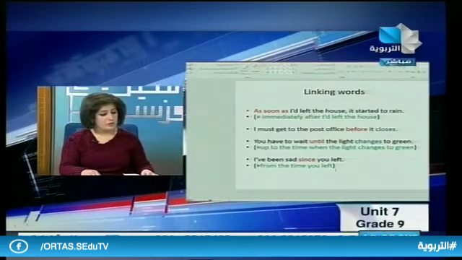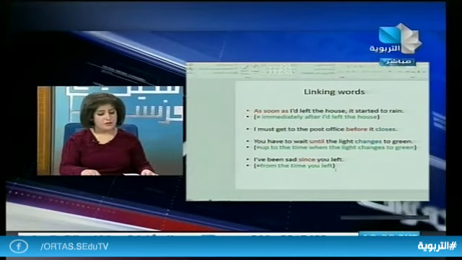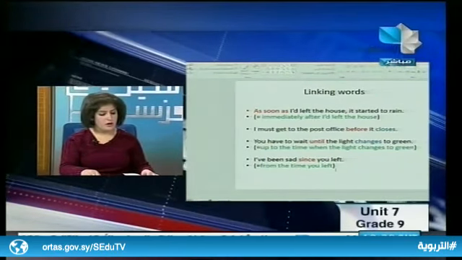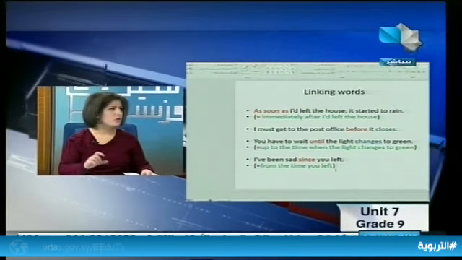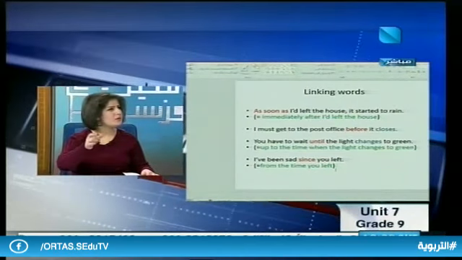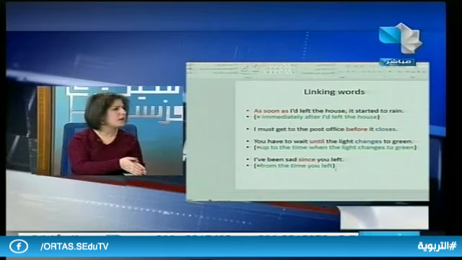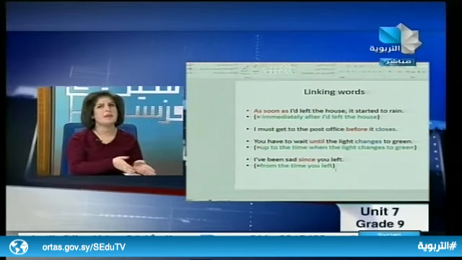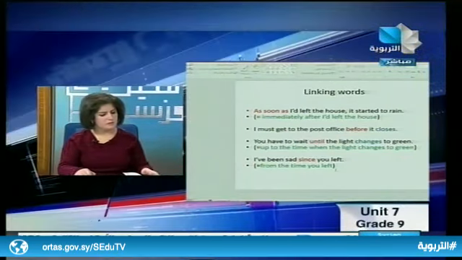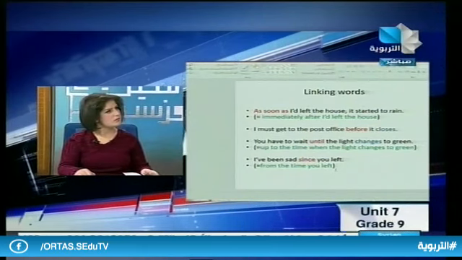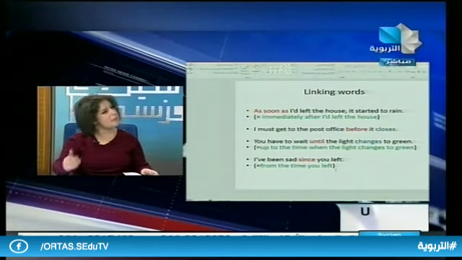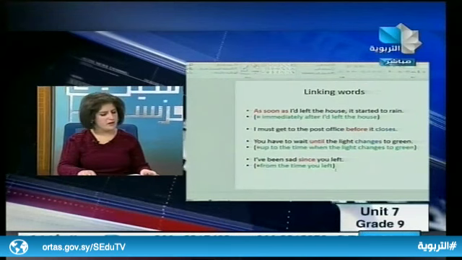Also, we have "until." "You have to wait until the light changes to green." So we are using "until" here to say that I have to do something up to a point in time, until something else happens. So "until" means up to the time when something else happens. Exactly.